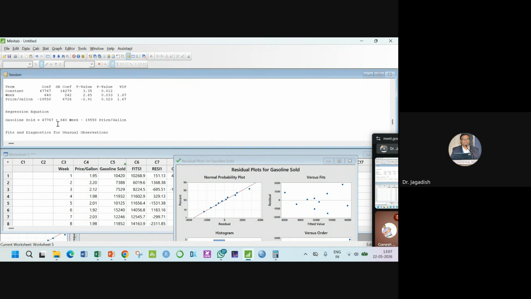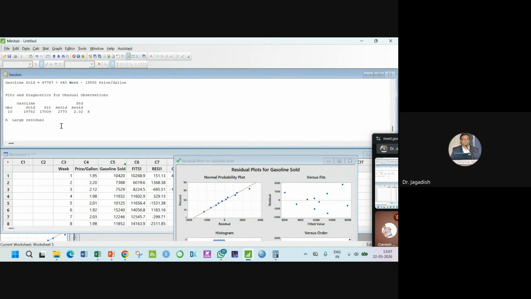The coefficients we got here: gasoline is equal to 47,767 as alpha, plus beta 1, that is 640, into week, minus 19,558 into price. That means alpha plus beta 1 into x1 minus beta 2 into x2. Beta 2 is basically a negative coefficient and beta 1 is a positive coefficient, isn't it? That is an indication of a negative correlation for one and a positive correlation for the other, something like that.